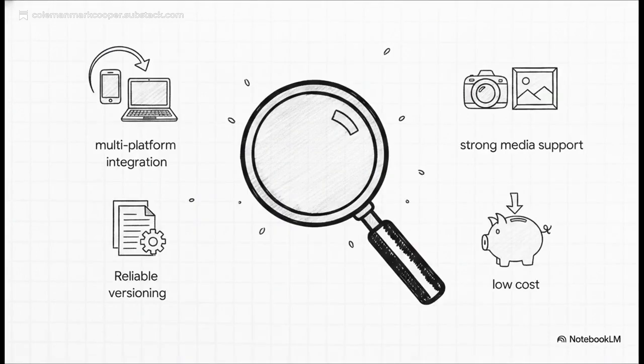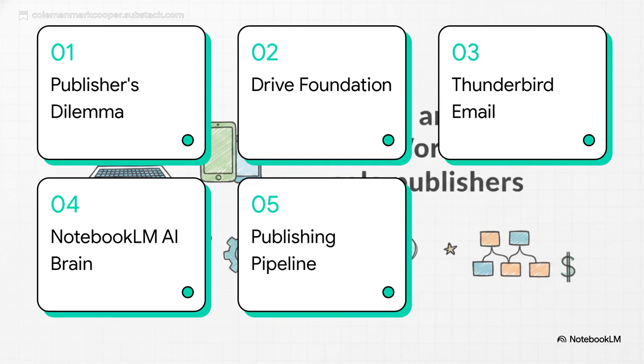Well, to run a solo publishing operation efficiently, the sources point to 4 non-negotiable requirements. You need multi-platform integration, reliable file versioning, strong media support for those heavy, high-resolution assets, and of course, low operational costs. Nailing these specific needs is exactly why a unified single pane of glass workflow is absolutely essential. Here is our blueprint for today. We'll start with the solo publisher's dilemma, lay down the Google Drive foundation, set up PARA email with Thunderbird, build an AI brain with NotebookLM, and finally, look at the publishing pipeline. Let's get right into it.